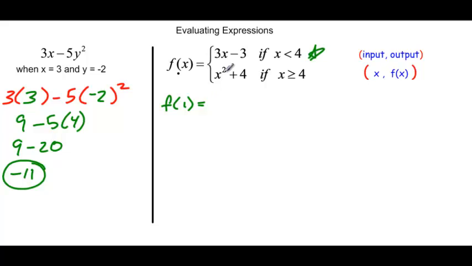So we're going to plug it into only the first equation, the first piece there. So we're going to have 3 input of 1 minus 3, and that's going to equal 3 minus 3, which is 0. Well, look how ironic that is. So this is how you'd write it. The function of 1 has an output of 0. Okay, so if I wrote it as an ordered pair, it'd be 1 comma 0, and so forth.